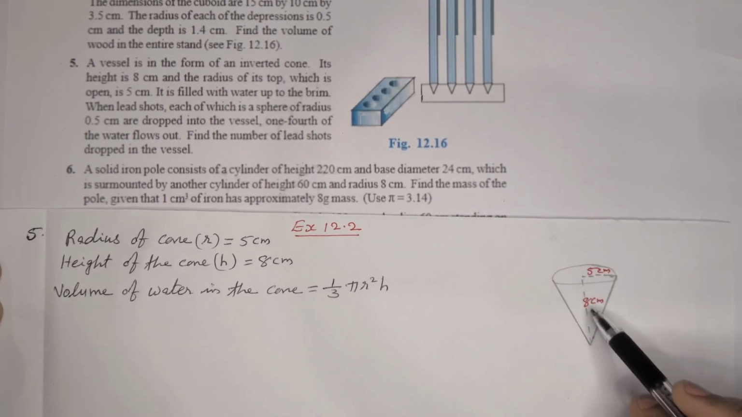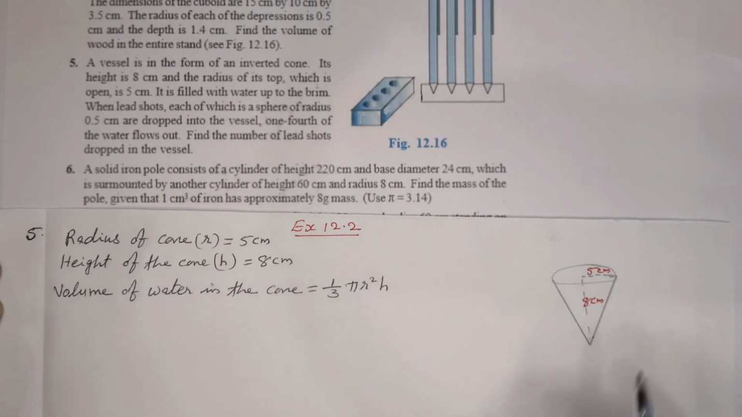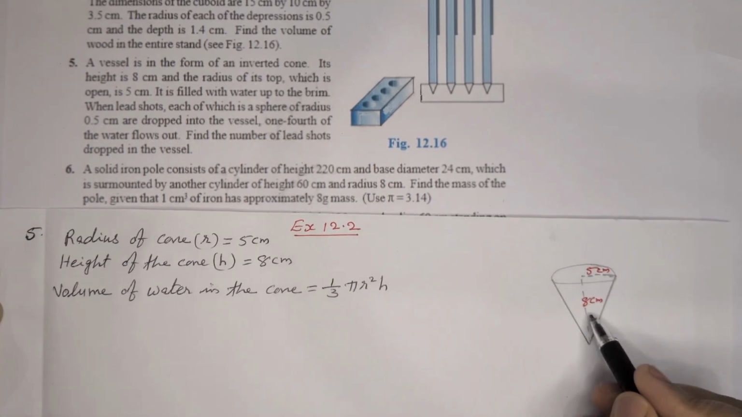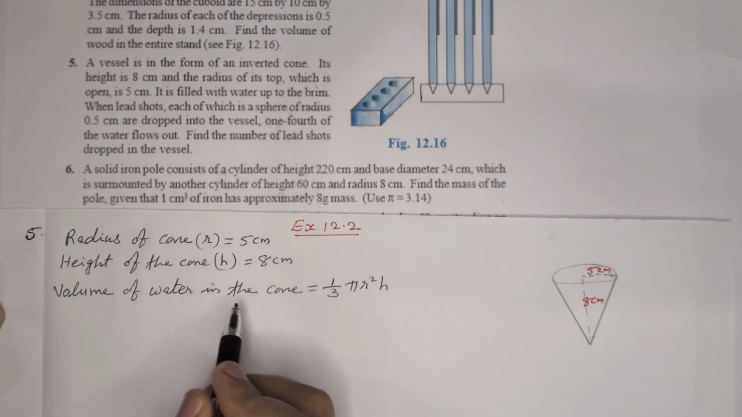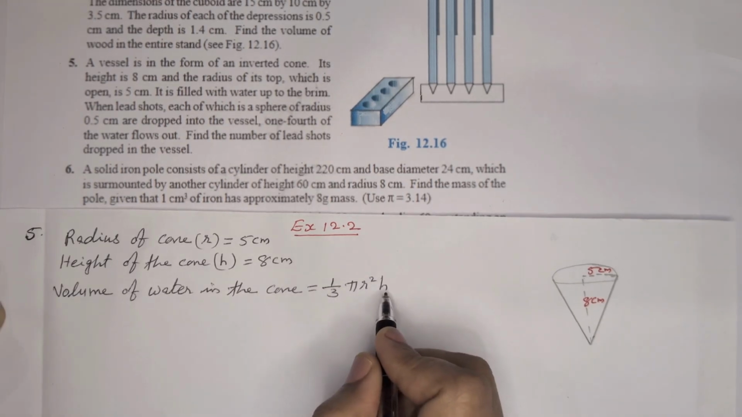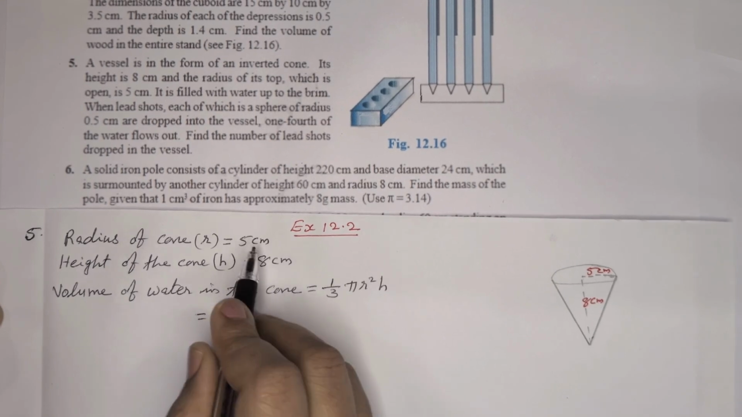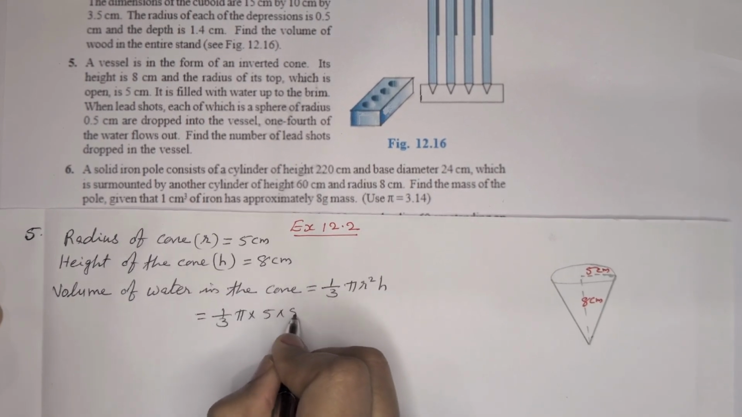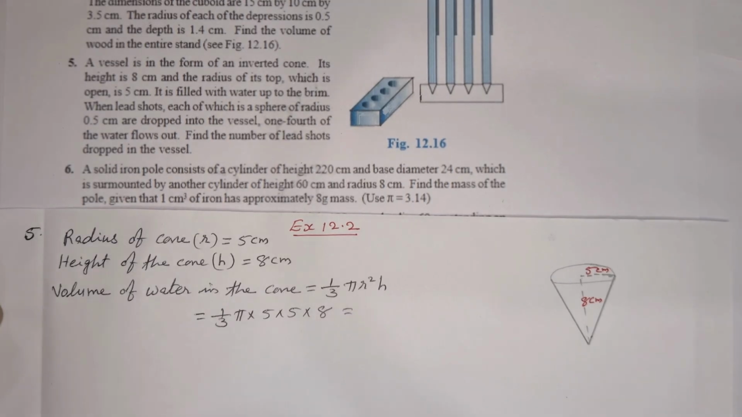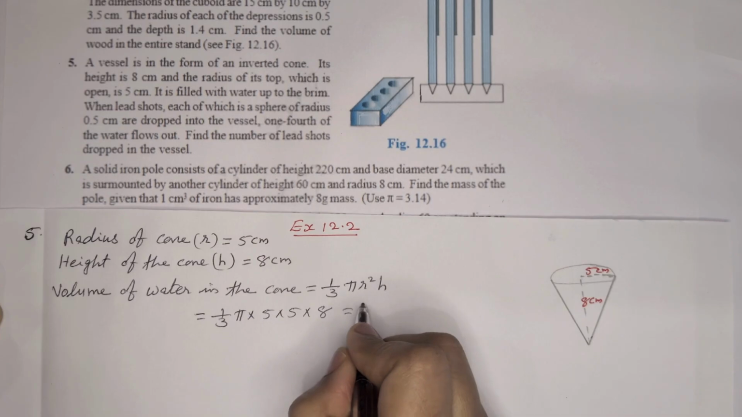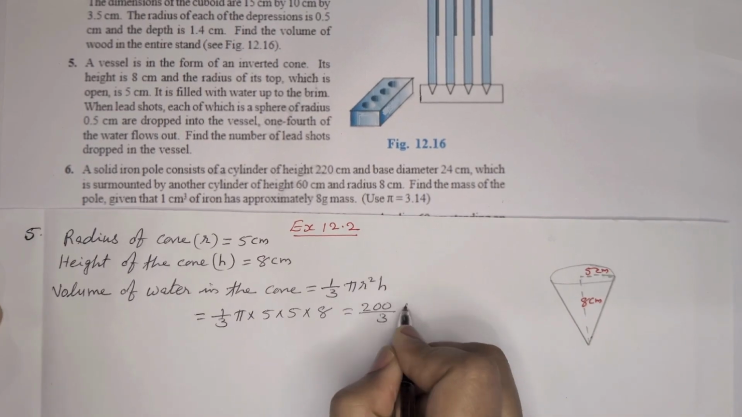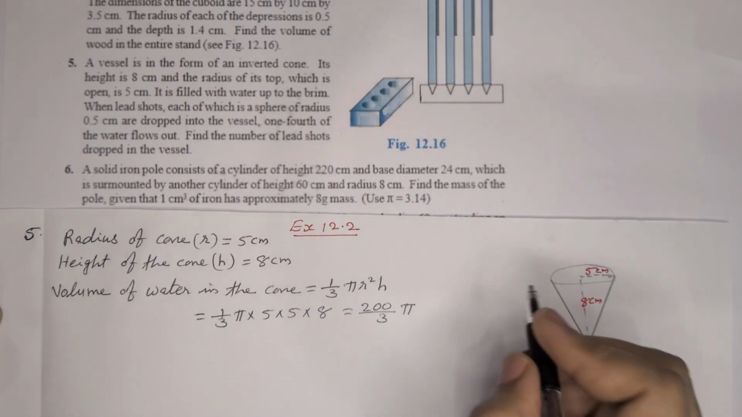First we have to calculate the volume of water in the inverted cone shape, that is, in that vessel. The radius of the cone is given as 5 centimeter, height of the cone 8 centimeter. Therefore the volume of the cone is equal to 1 by 3 pi r square h, which is equal to 1 by 3 pi into 5 into 5 into 8. When we simplify that, we will get 200 by 3 pi centimeter cube.